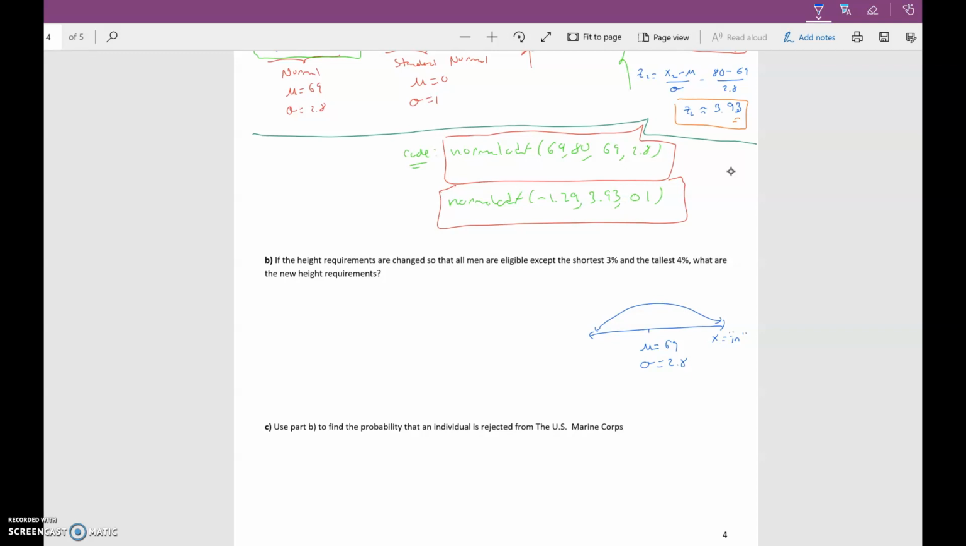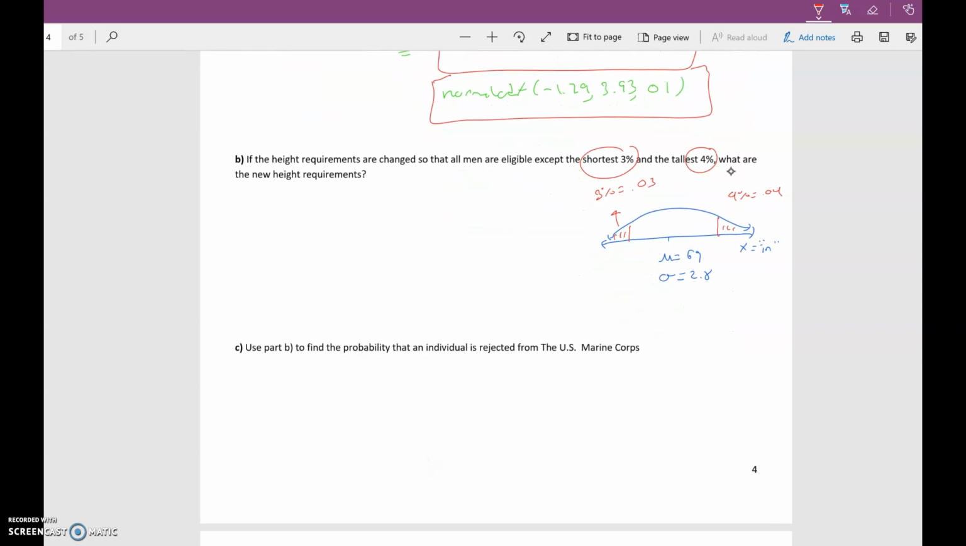Okay, so what they're saying is that they're no longer accepting the short is 3% and the tall is 4%. So this value here is going to represent 3% of the population, or 0.03. This value here is going to represent 4%, or 0.04. Now, remember that the actual calculator for the inverse norm only works on area to the left. So your new requirements are going to be as follows. So let me just write them here.